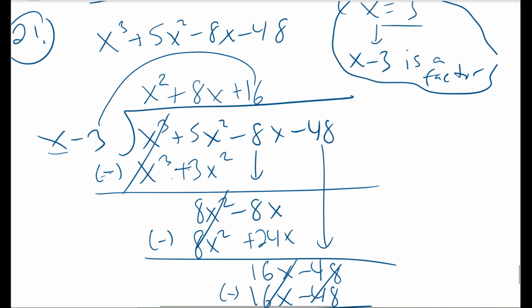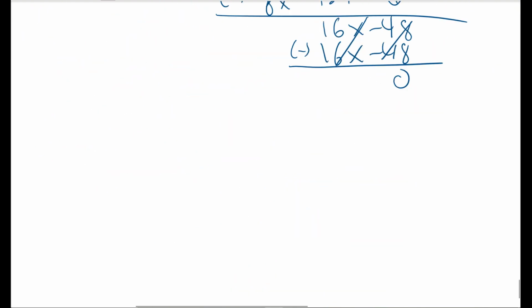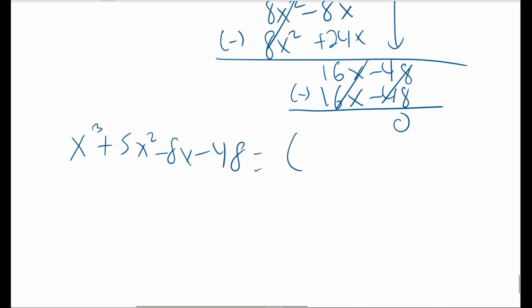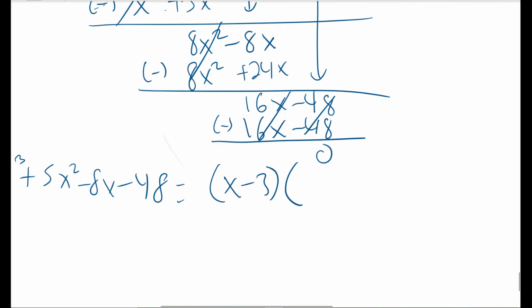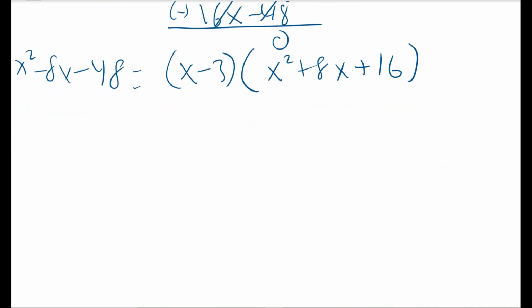Which means that this can be written as these two factors put together. Okay, so let's rewrite that. So this means that x cubed plus 5x squared minus 8x minus 48 can be written as x minus 3 times our quotient x squared plus 8x plus 16. This is almost fully factored, right? We have it factored, but this can be factored further.